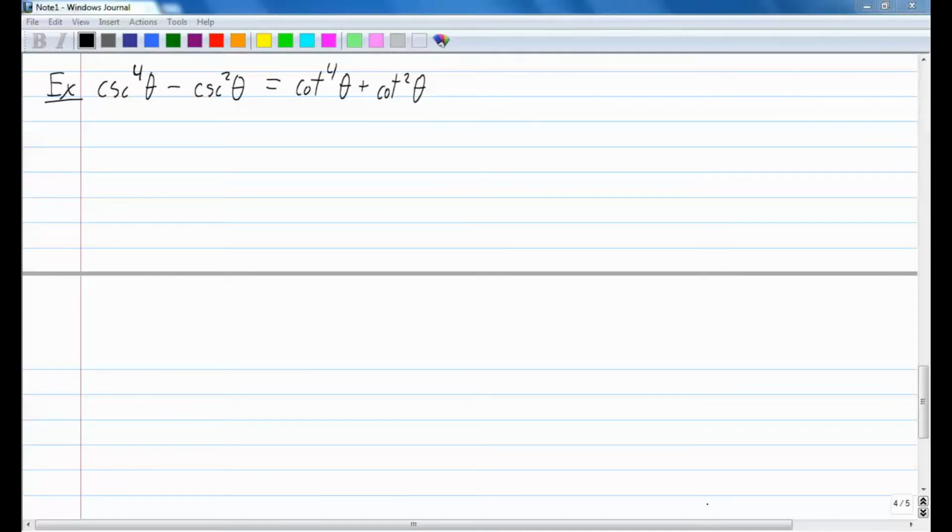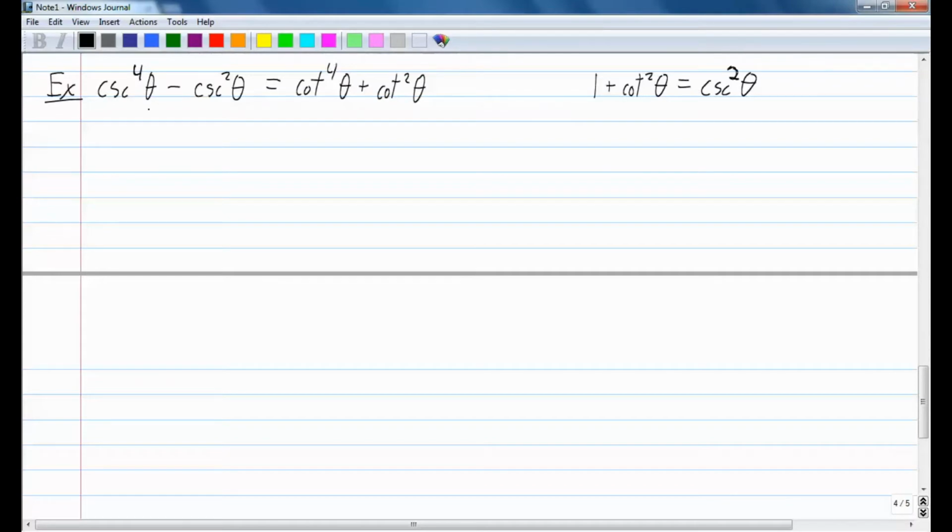Let's take a look at this identity. I see squareds, I see to the fourth, I see cosecant, I see cotangent. So whenever I see these terms and they're raised to powers, that makes me think of a Pythagorean identity. The identity is 1 plus cotangent squared theta equals cosecant squared theta.